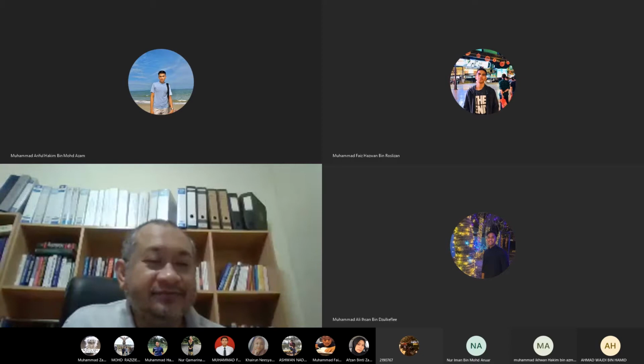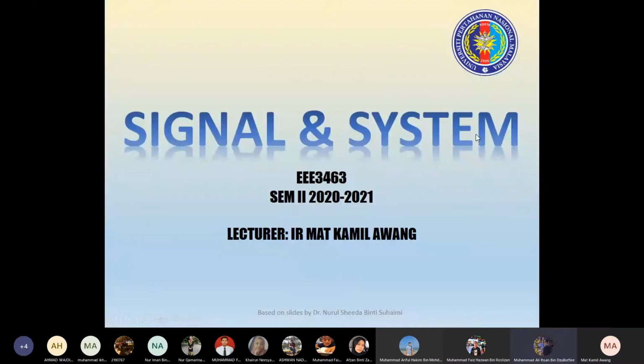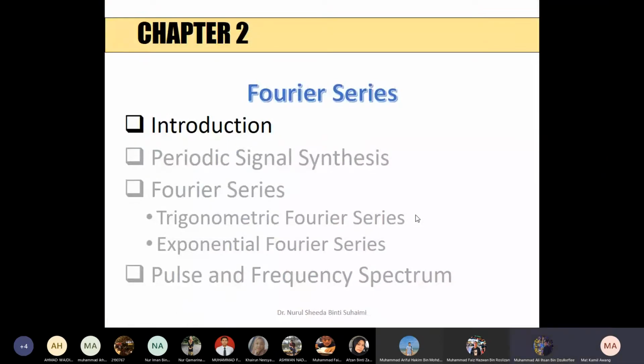Now I'm going to share the slides. So today we're going into the series. We have 55 slides together. This is in the textbook, I don't know which chapter. On the slide it says chapter 2, but I think it's chapter 3. Introduction, signal and operation is chapter 1, chapter 2 is convolution, chapter 3 is Fourier series, chapter 4 is Fourier transform, chapter 5 is the Laplace transform. Later I will correct the chapter number.